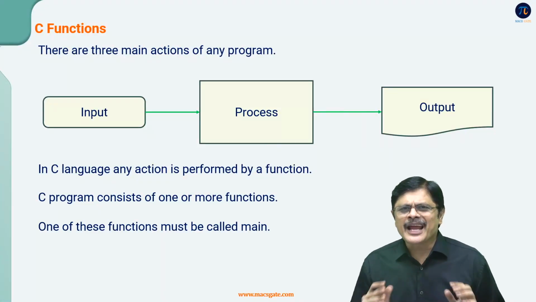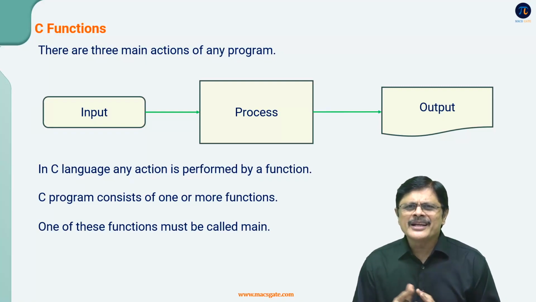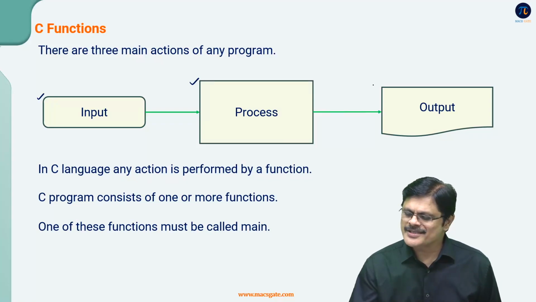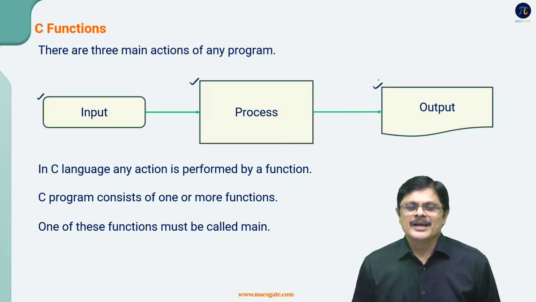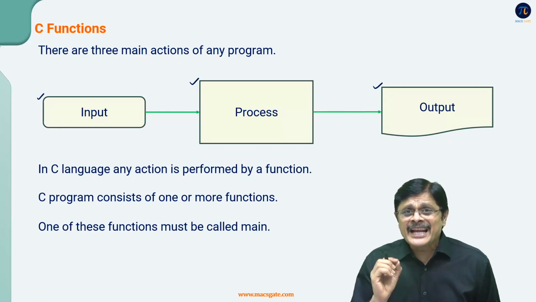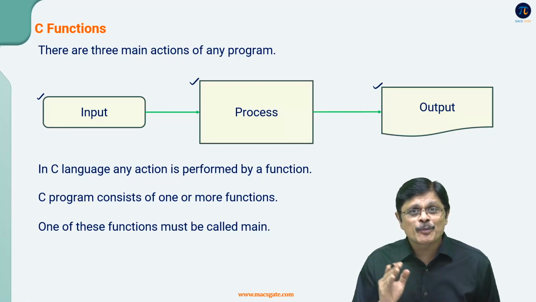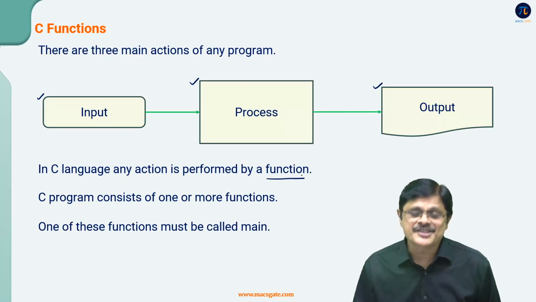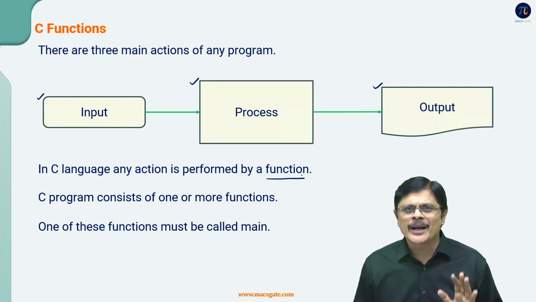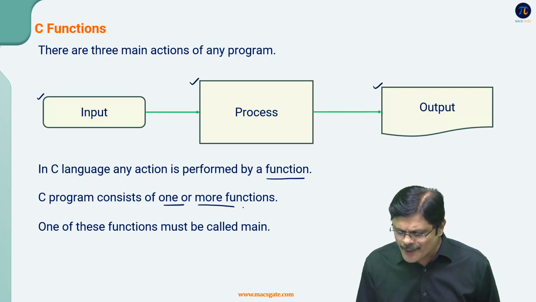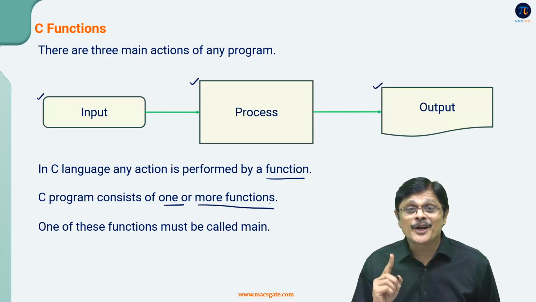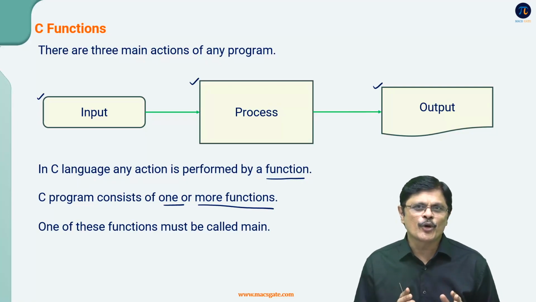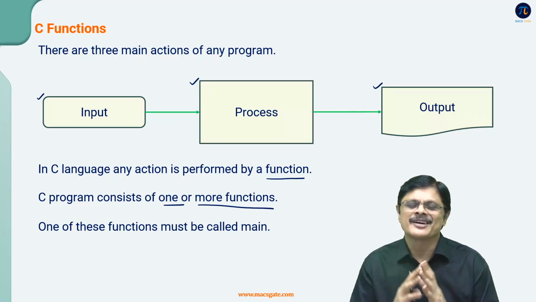Dear friends, for any program, there are mainly three actions: input, process, output. In C language, any action, not only input, process, output, is performed by a function. So every C program consists of one or more functions, and one of those functions must be the main function. We all know that C program execution begins at main.